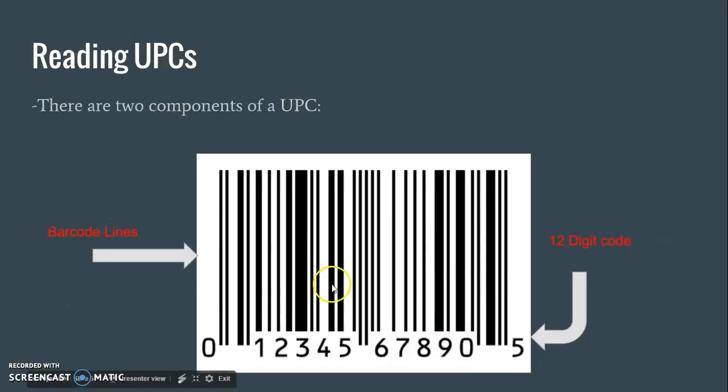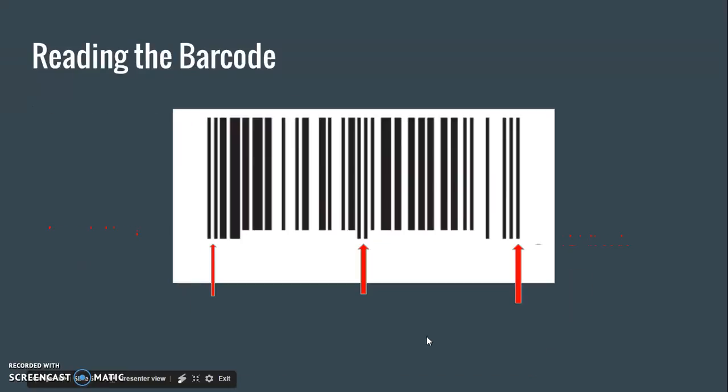So there are, like I said, two different components to the UPC. There's the barcode lines and the 12-digit sequence, and you can actually read these without there being a number. Starting out, there are these three lines, the black, white, and black. And then here there's the white, black, and white, and black, white, and black. Those just separate the different parts of the UPC.